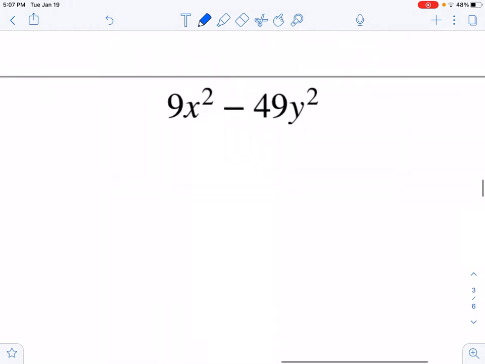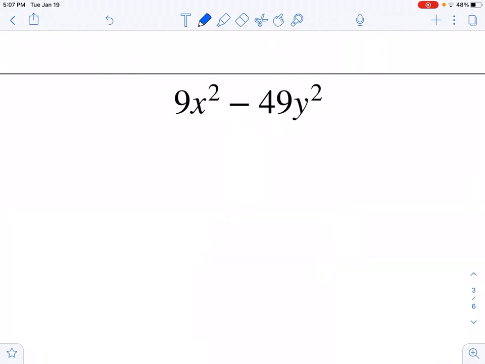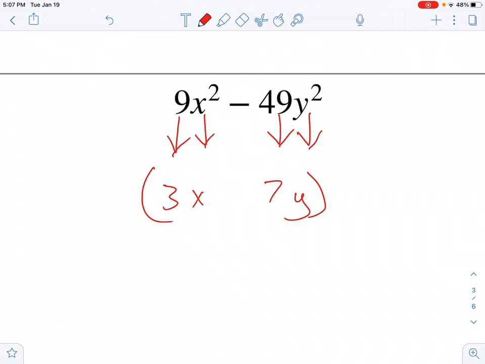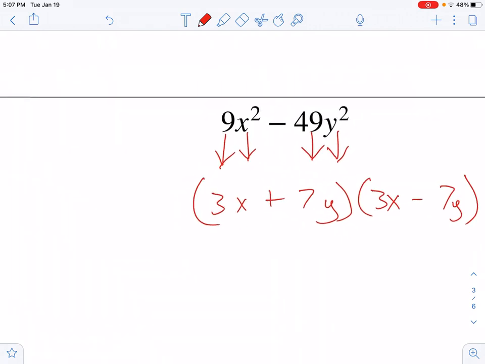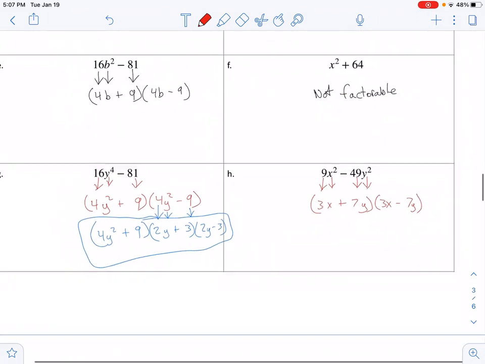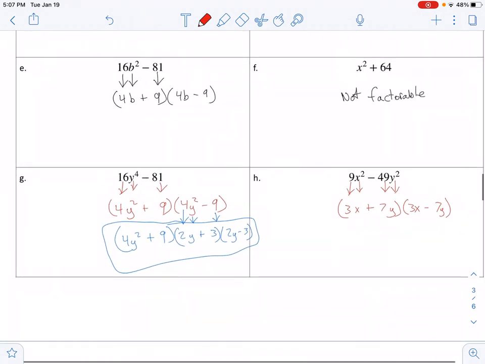All right, one more example to show you all. Here we go. Sometimes we have squareds on both, and that's fine. Anything I can factor out? No. Is it subtracting? Yes. So square root of 9 is 3. Square root of x squared is x. Square root of 49 is 7. Square root of y squared is y. And I need two sets of them. There you go. Okay, I hope this helped you understand difference of squares. We'll get to practice this more in class together.